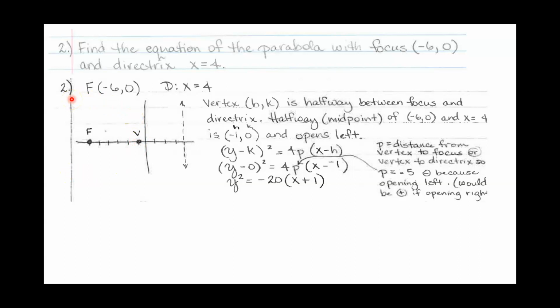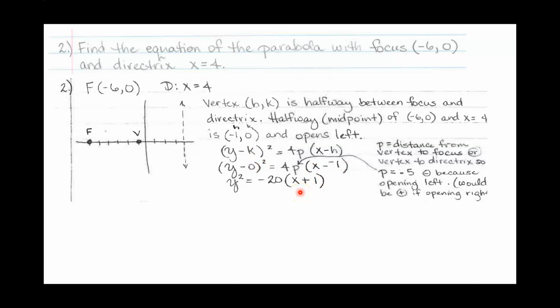If it's opening left, then my equation would be (y minus k) squared equals 4p times (x minus h). Let's put negative 1 in for h. Now be careful: this is not h. H is the value subtracted from x. So I'm going to put negative 1 in for h, so x minus a negative 1, and I'm going to put 0 in for k, so y minus 0. Of course, x minus a negative 1 would be x plus 1.